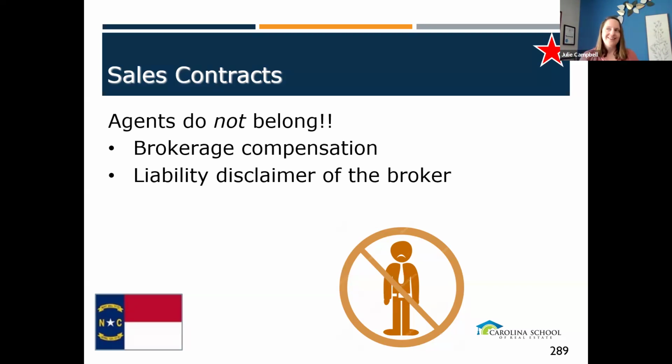So again, they're trying to make sure that we don't go beyond the parameters of the contract. They created a form for us just for that purpose, to try to reduce our temptation to put that liability disclaimer in the contract. The sales contract is only specifically between the parties. The parties being the buyer and the seller. Nobody else has a role in that contract. Questions?